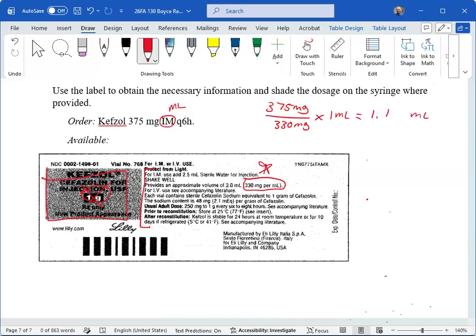So remember, if it's a number greater than 1, so 1 point anything, then we round to the nearest tenth. And then we just look at the hundredths place to tell us what to do. So we look at the 3 because that number is 5 or 4 or fewer. Then we just leave our final answer as 1.1 milliliters.